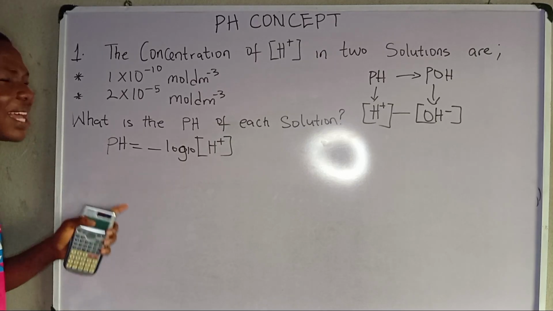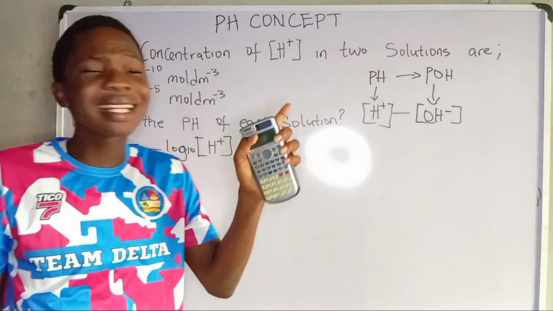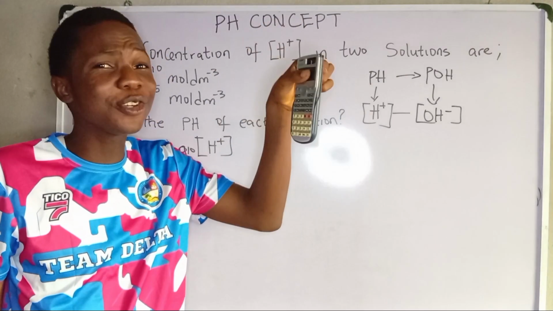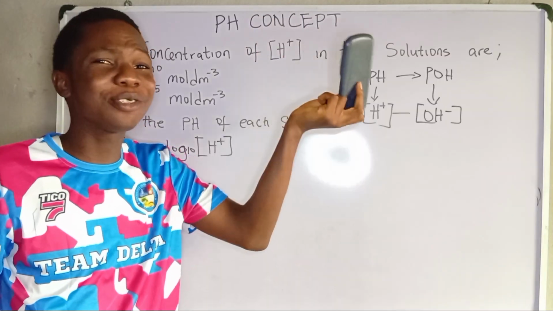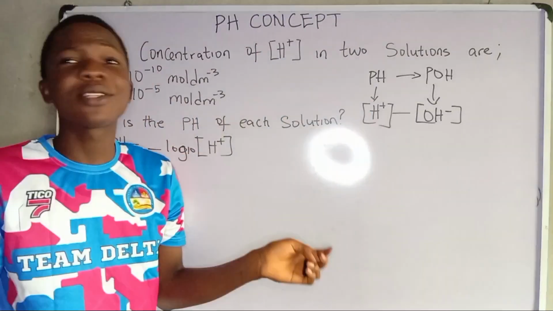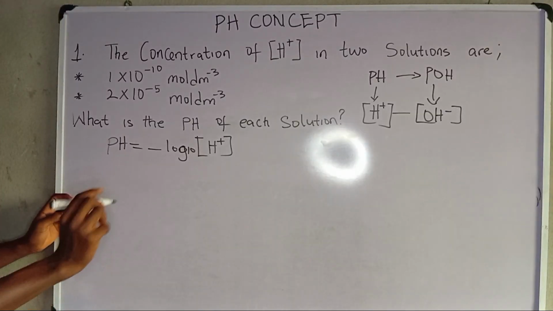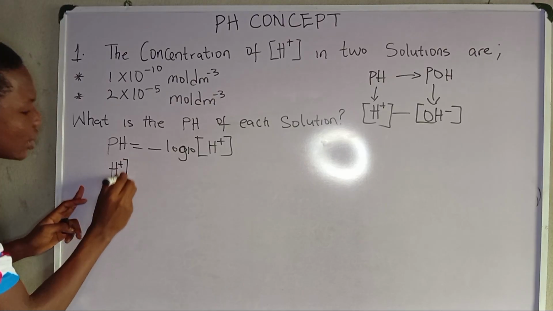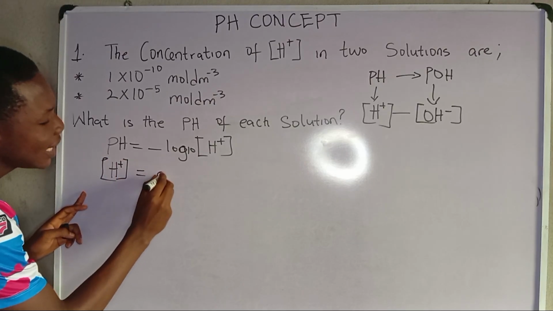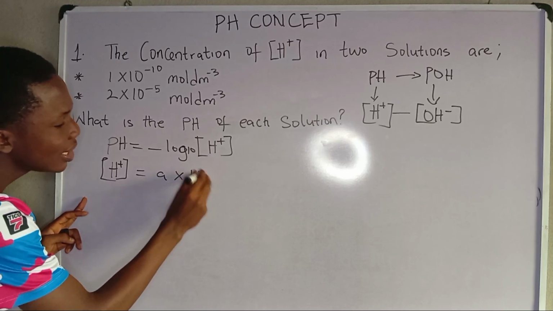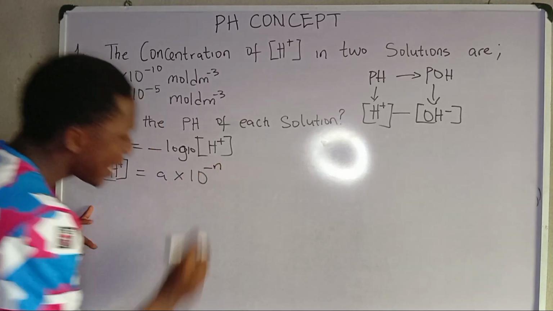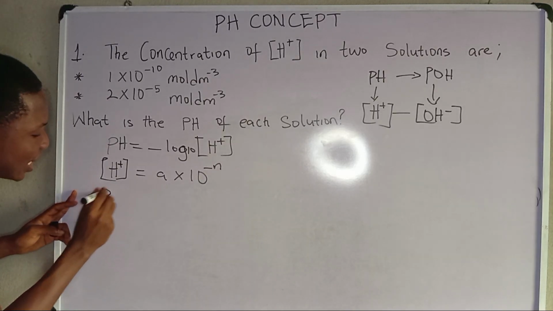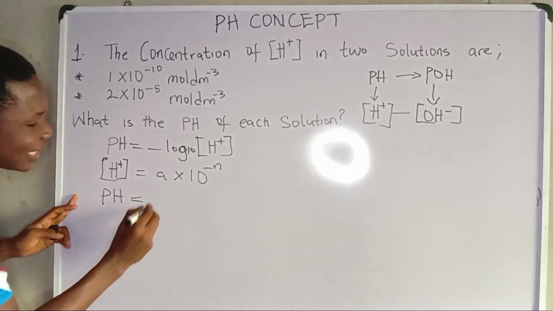But this formula is going to require you to use a calculator, and in your UTME you might not see a calculator. I'm going to show you why we shouldn't need it, so I'm just going to drop it. Let me show you what we have to do. I have this formula that says the hydrogen ion concentration is equal to A times 10 raised to the power minus n. Therefore, with this formula, we can see that pH is equal to n.